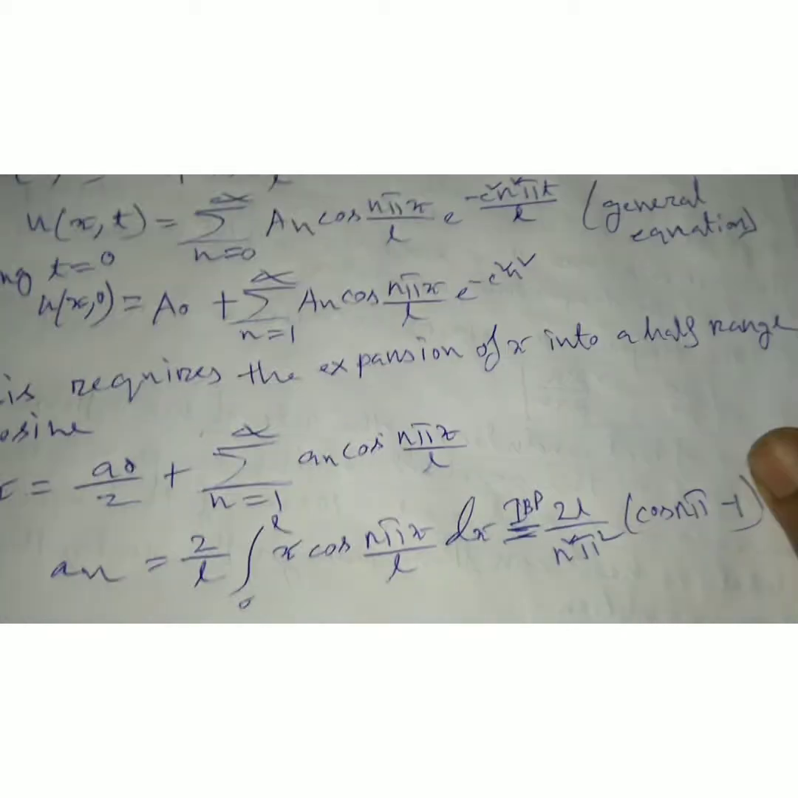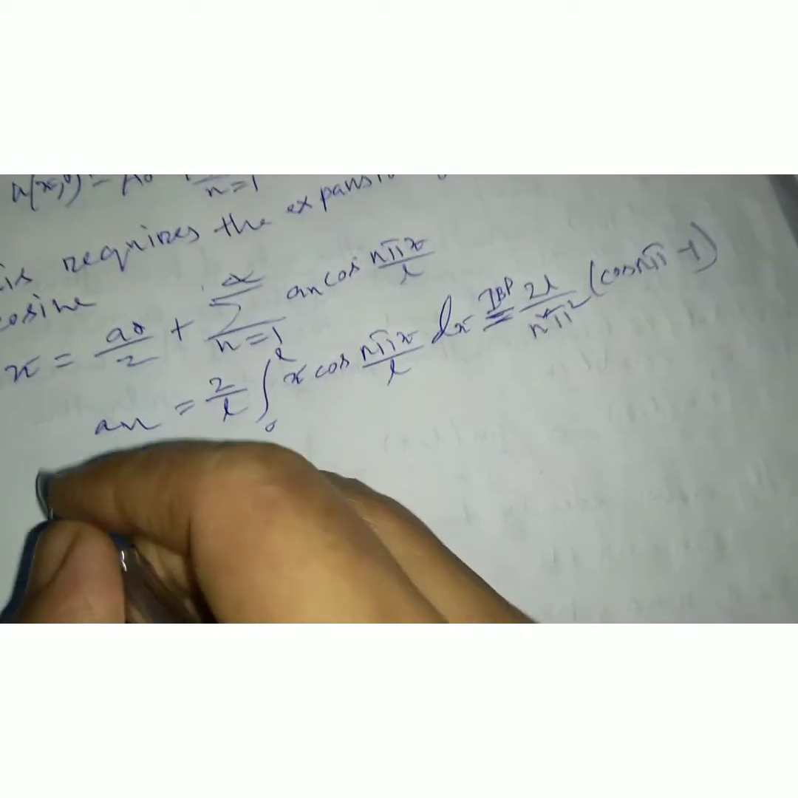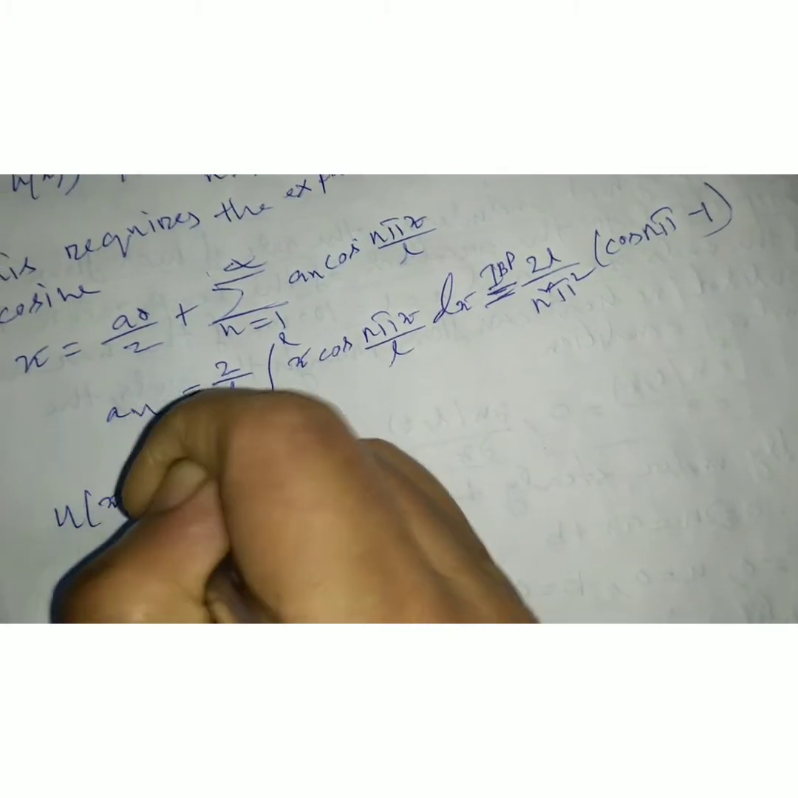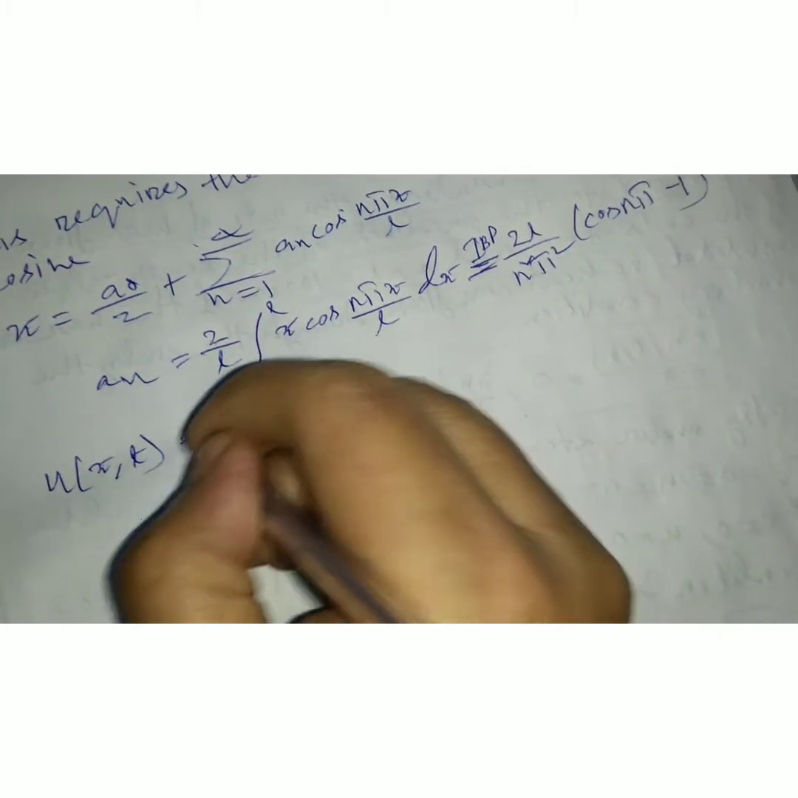We can get it by the IBP process. IBP process is a very easy process. Cos n pi minus 1. You can get this value by the integrations. IBP, okay, integrating by parts. And a0 is equal to L by 2.